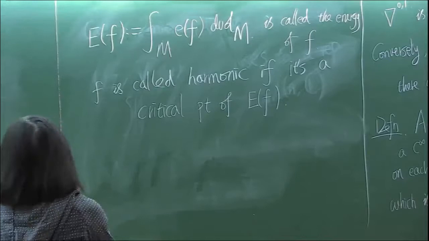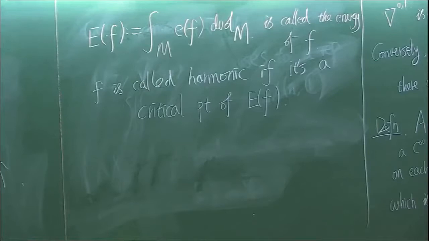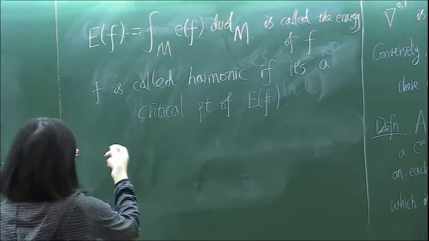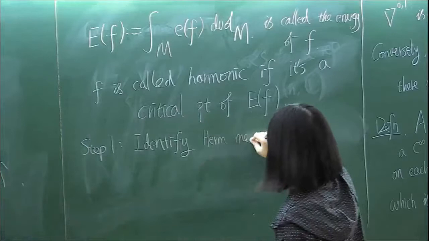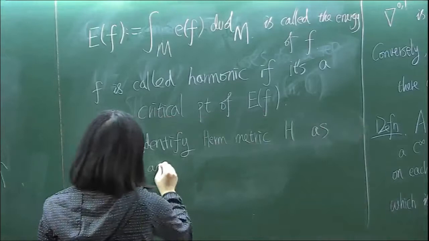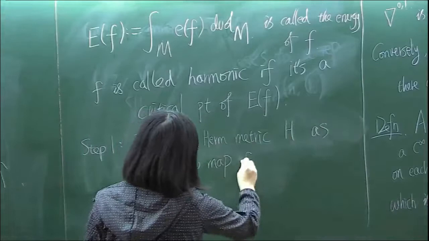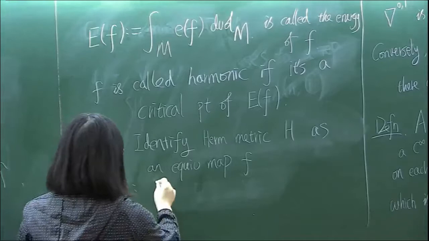So now we want to identify that our metric being harmonic is equivalent to some map being harmonic. So we need two steps. Step one is to identify the Hermitian metric H as an equivariant map. And secondly, that these two harmonic definitions coincide.